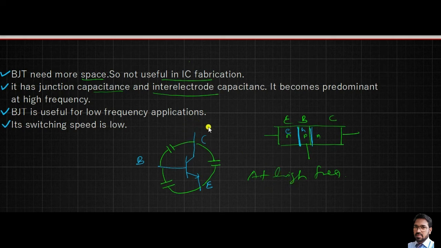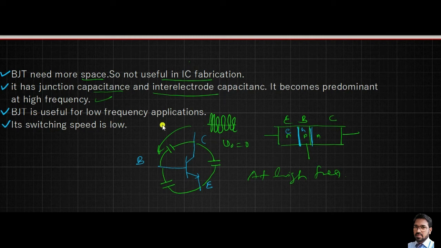Suppose here we are getting some output, a very high frequency output. This output will be shorted to ground, and we will get 0 here. So the bipolar junction transistor is made to operate at low frequencies. These capacitances are predominant at high frequencies, so it is not useful at high frequencies. This device BJT is useful for low frequency applications, and its switching speed is low. Why is its switching speed low?